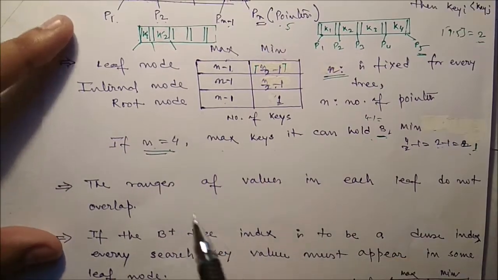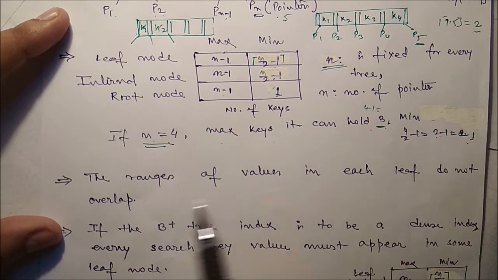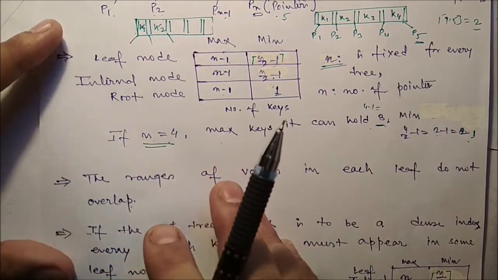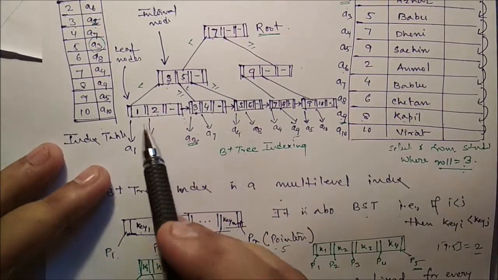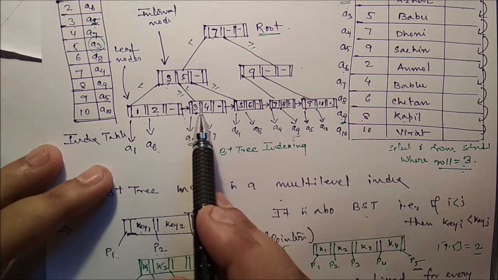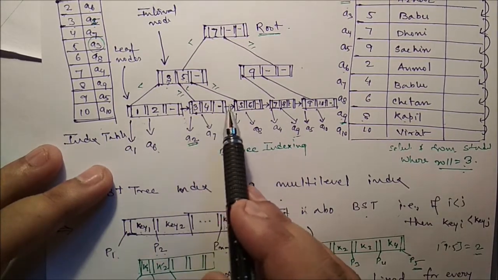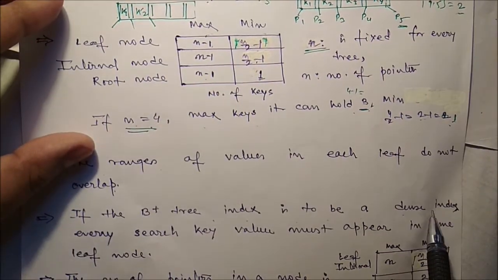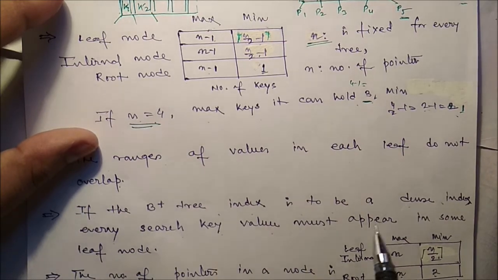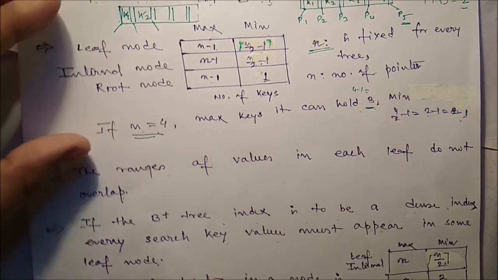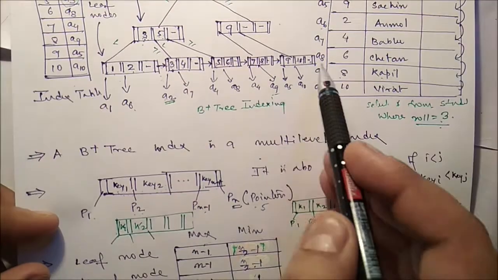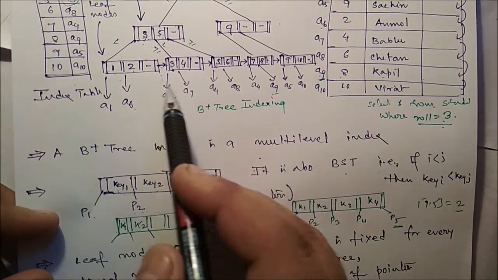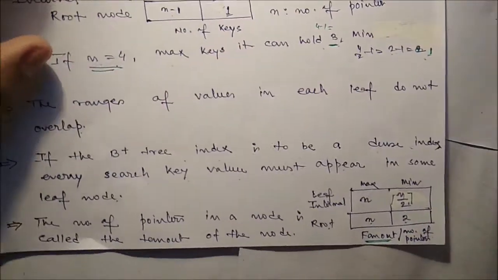Now, the ranges of values in each leaf do not overlap. We can see here the values are not overlapping, they are distinct: 1, 2, after that 3, 4, after that 5, 6. That means the values are not overlapped. Now if the B plus tree index is to be a dense index, every search key value must appear in some leaf node. So every key should appear in the leaf node. Are you getting this? If it is a dense index.